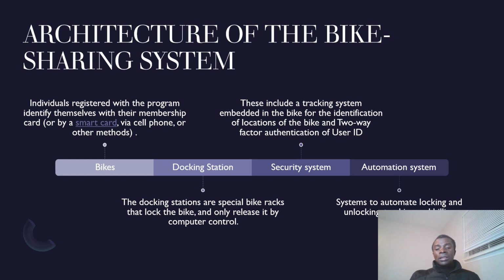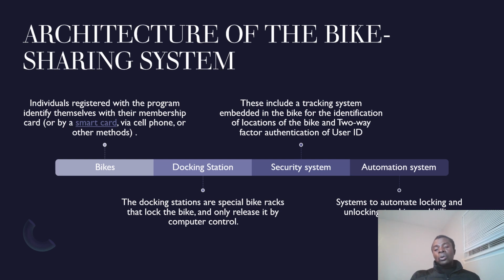Then we come to the security system. This includes a tracking system embedded in the bike for easy identification of the bike's location, and also a two-factor authentication system for user ID. For example, it could be your password and also a biometric system, maybe your thumbprint and/or your retina. Each of them will work. Another way of enhancing security is to regularly recommend that users change their passwords to minimize the risks to cyber security.